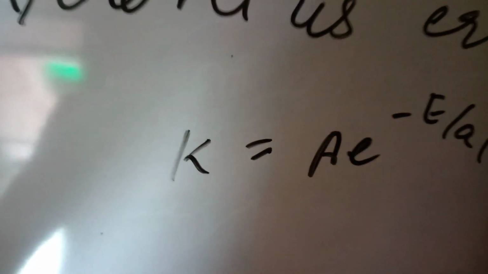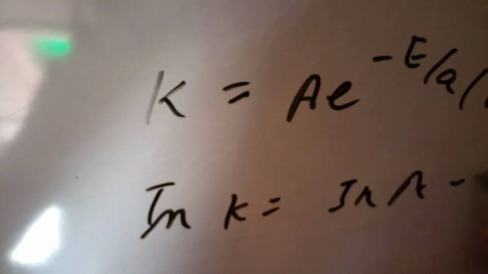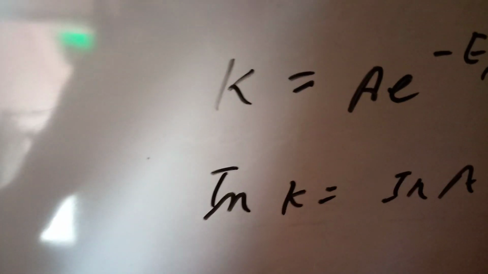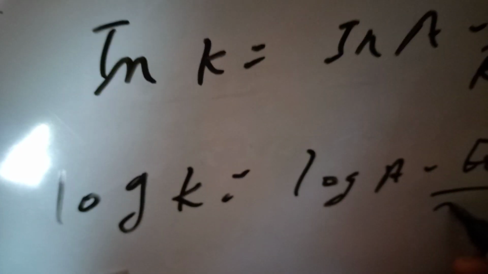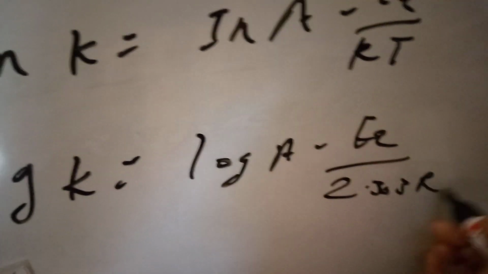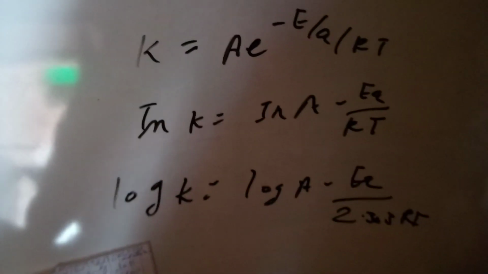Now we have to learn a very important term, that is the Arrhenius equation. k = A e^(-Ea/RT). Converting to common logarithm, putting log on both sides, log k = log A - Ea/(2.303 RT). This is the Arrhenius equation.